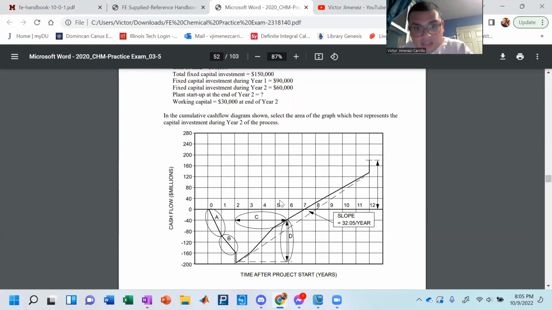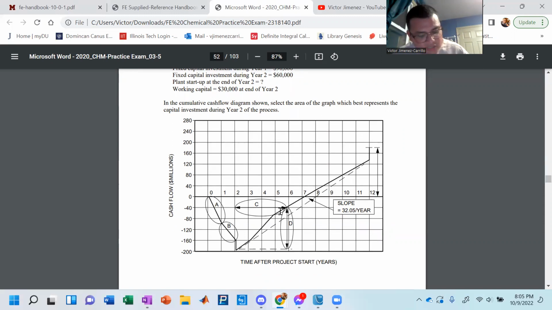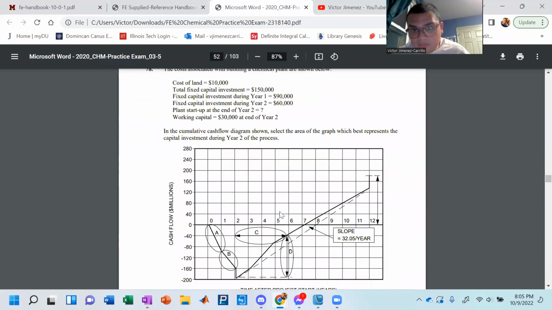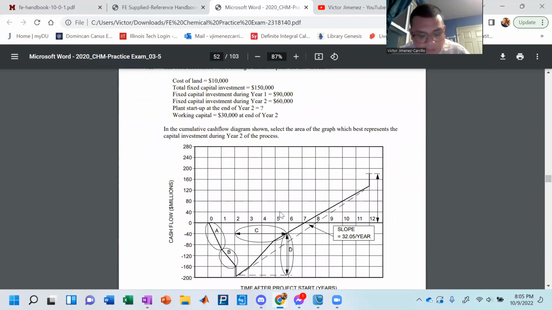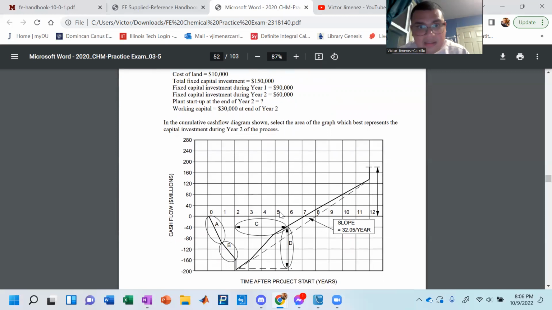Now C, this line right here from back to forth, represents the depreciation period where you lose money, you're depreciating in value. D, this up and down area, represents the total capital investment. And from year 7, this little circle, that is the break-even point. And at 12, this giant line here represents the recovered capital, which includes the land value, the salvage value, and the working capital you'll get back after closing down your plant. So select the area of the graph which best describes capital investment in year 2 of the process.